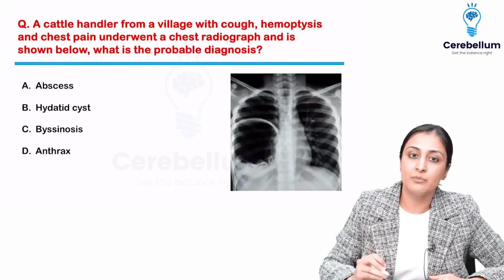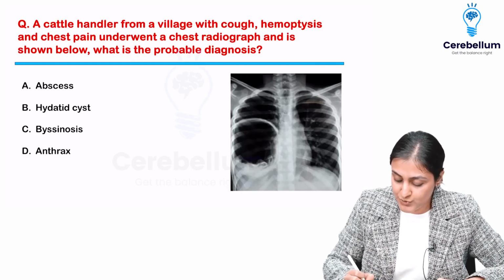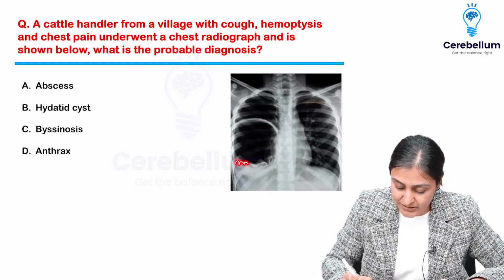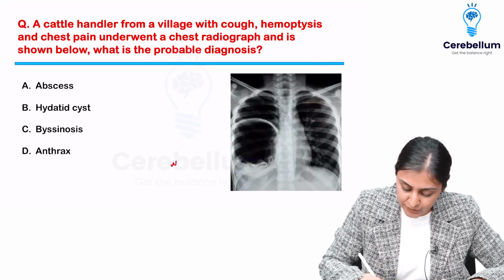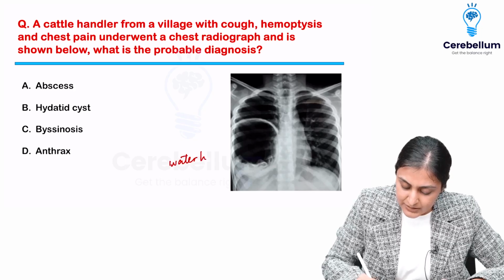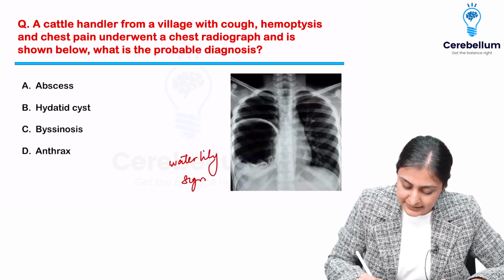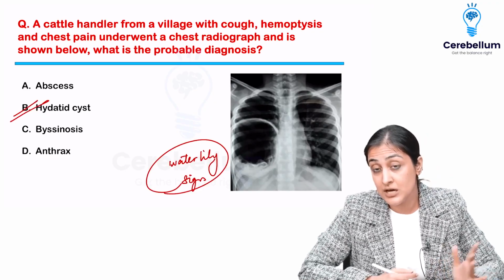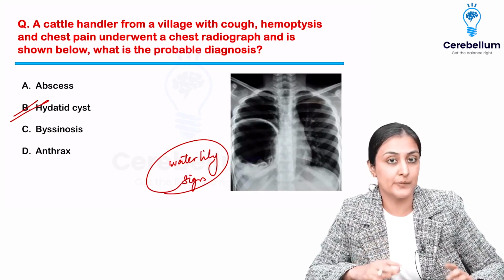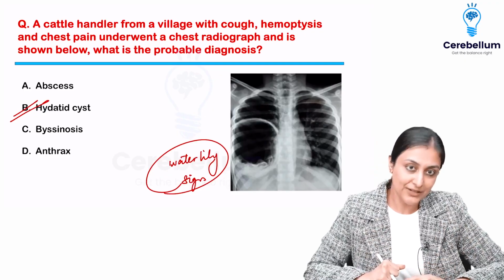Cattle handler, hemoptysis, chest pain, what do you see? You see a cavity, and can you appreciate these membranes crumpled down? Remember what I told you when we were studying hydatid? This is the water lily sign in the lung representing a pulmonary hydatid cyst. A pulmonary hydatid cyst, remember, does not calcify.